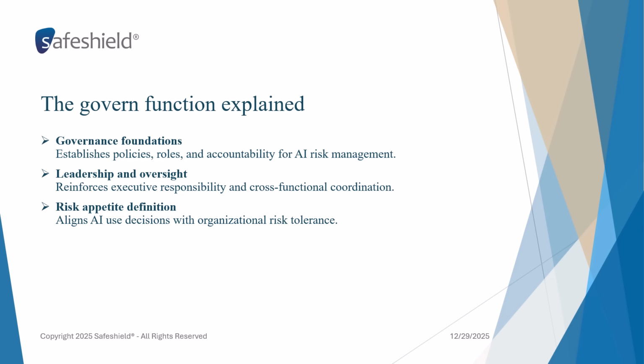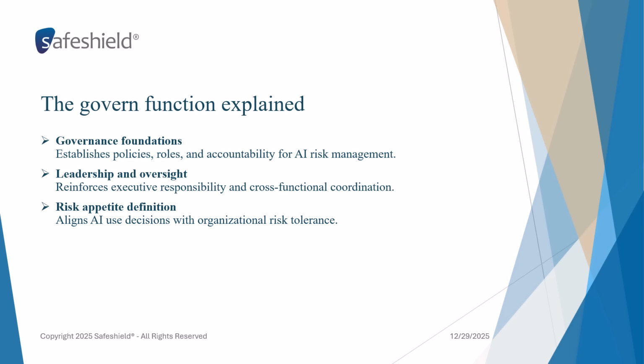The govern function also addresses external accountability. This includes transparency towards stakeholders, mechanisms for addressing complaints or incidents, and readiness for audits or regulatory inquiries. Governance is therefore linked to both internal control and external trust. Without effective governance, technical risk controls are likely to be inconsistent, reactive, or misaligned. The govern function provides the structure needed to sustain AI risk management over time.